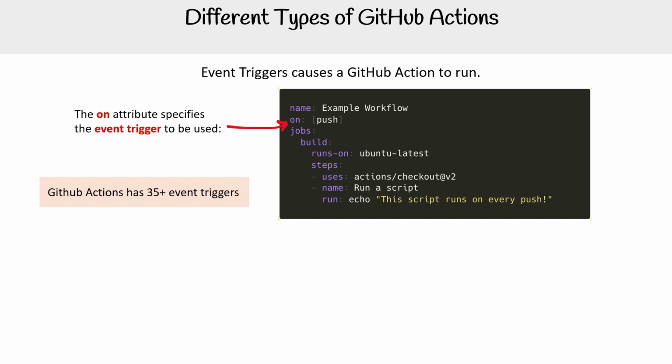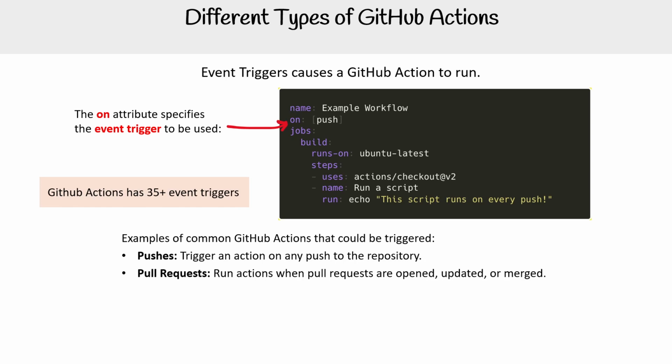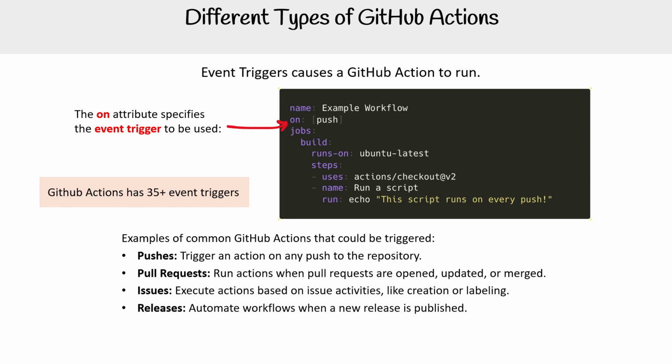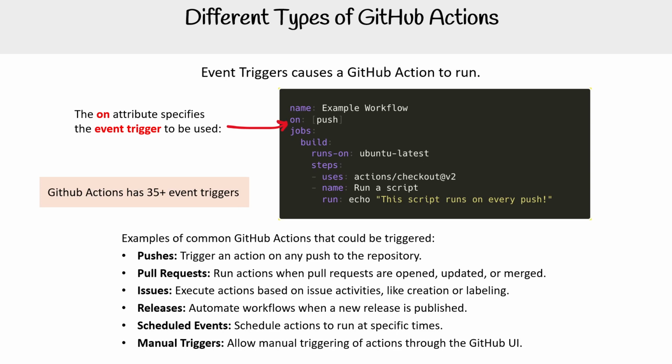And in GitHub, there's about 35-plus events that can trigger GitHub Actions. I say plus in case there are more that I'm not aware of, I'm covering my bases there. Examples of common triggers could be pushes, pull requests, issues, releases, schedule events, and manual triggers. The exam wants you to know that you can trigger based on these things. So make sure you remember this short little list here, okay?